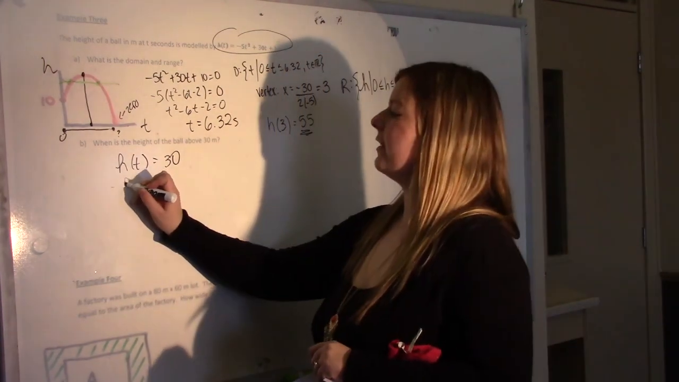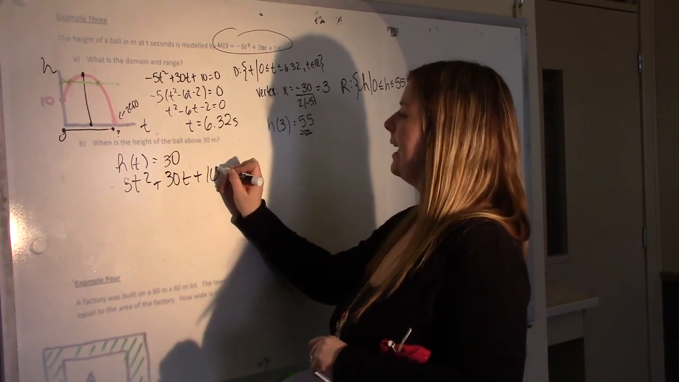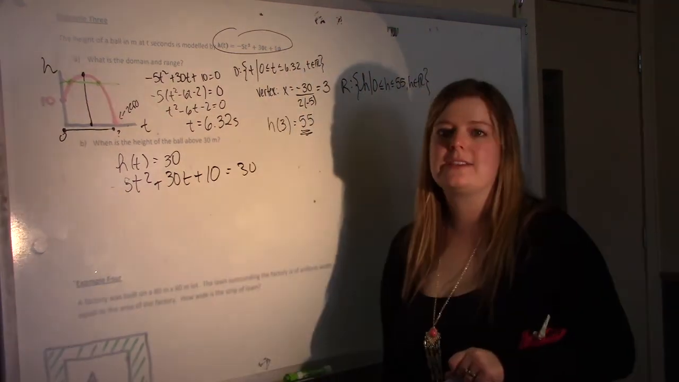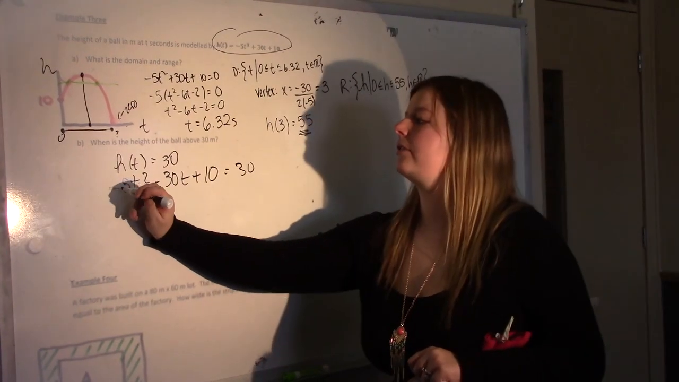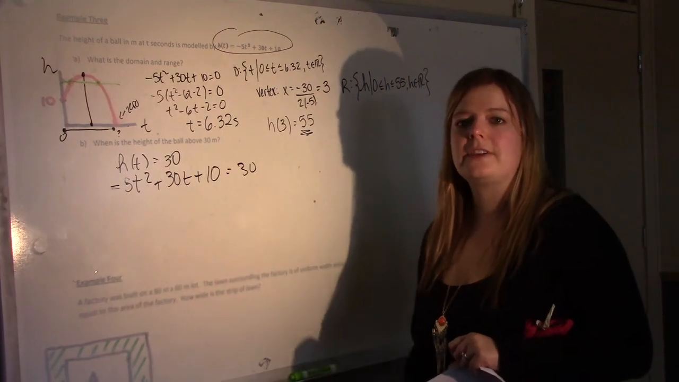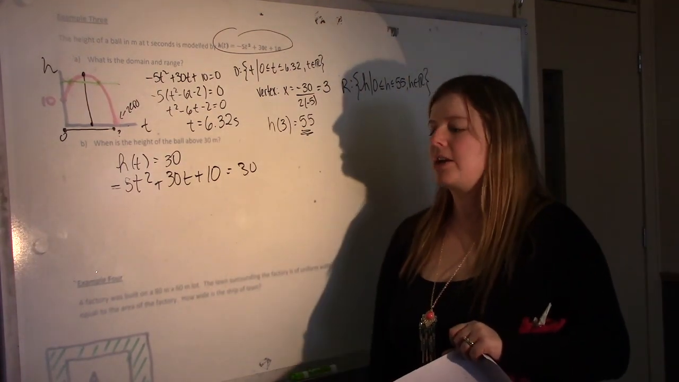So we put minus 5t squared plus 30t plus 10 equals 30, and now this is the equation that we're trying to solve. Let's make sure this is a negative. How about you pause the video right now and try to solve this equation on your own, then come back and check and make sure you did it properly.